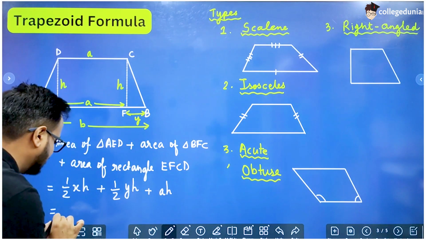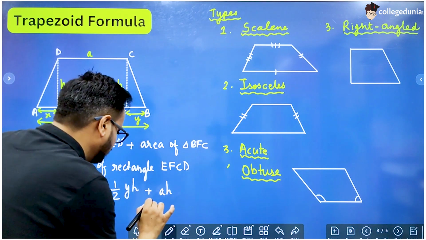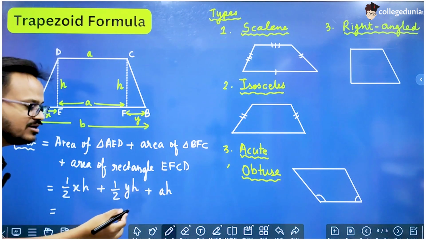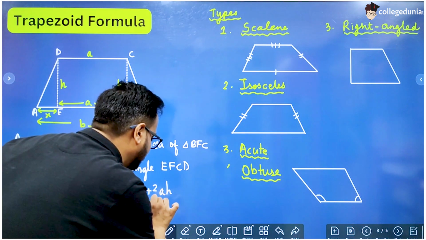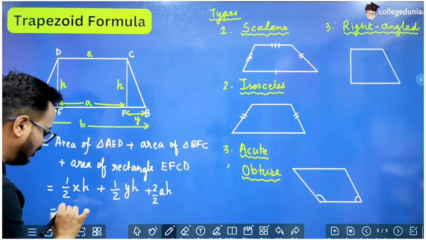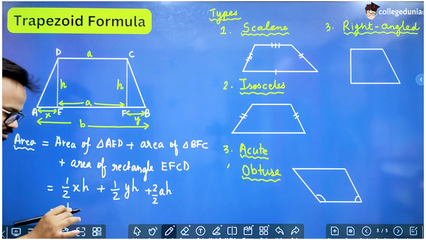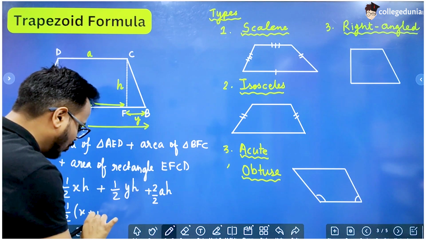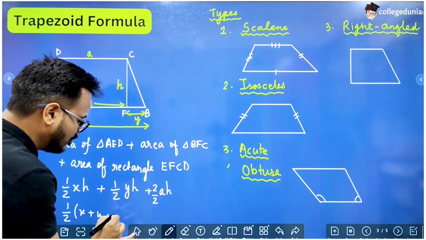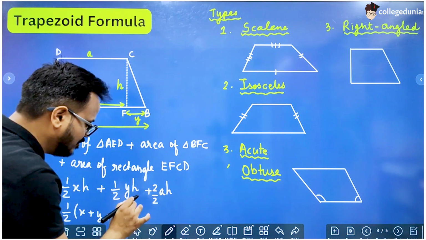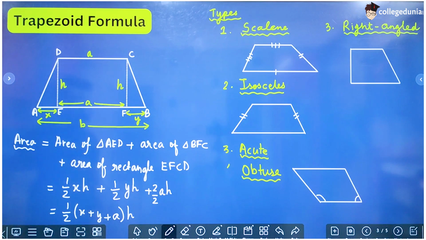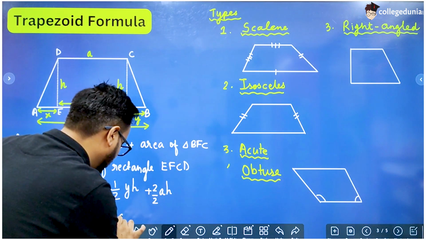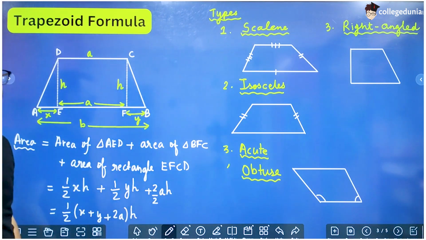Okay. So what can be taken as common? Let's do one step more. We want to take half common from all these three, and since there is no half here, we can multiply this by 2 and divide this by 2. So now we can take half common from these three terms, and we are left with x here plus y here plus 2a here, and h is also common, right?